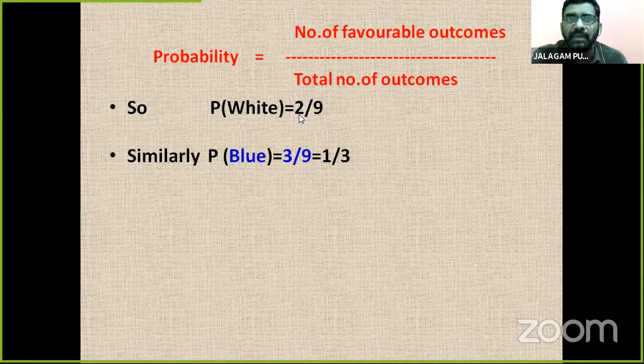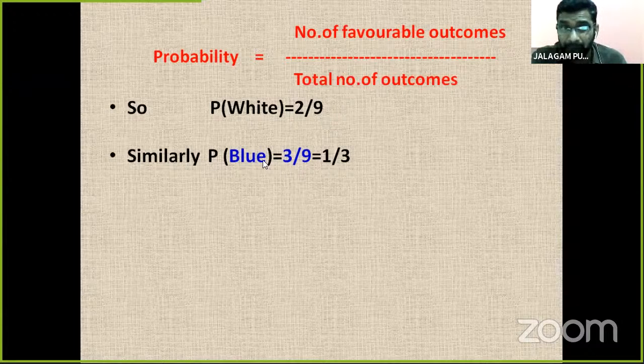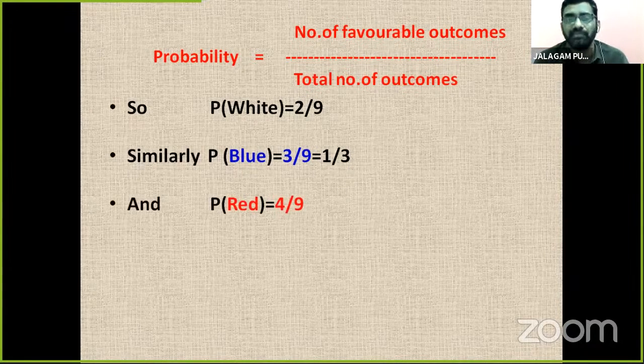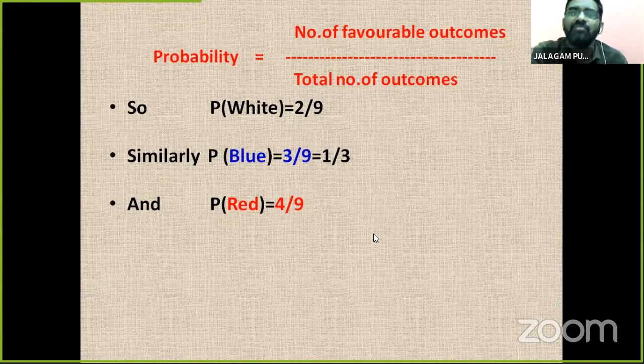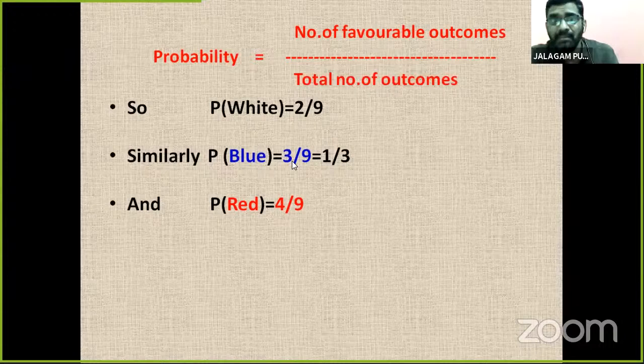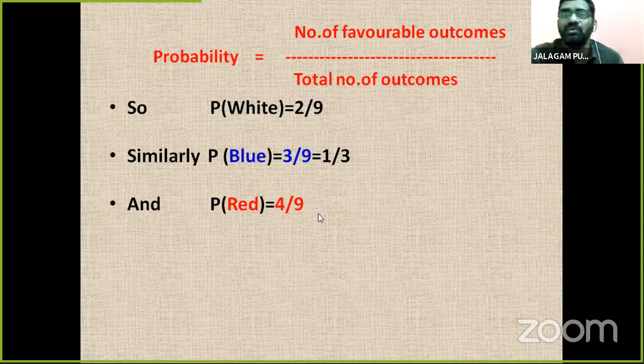Probability of white is equal to 2 by 9. Probability of blue is equal to 3 by 9, and the short form is 1 by 3. Now, to find the probability of red, P of red: how many are favorable to red? Yes, 4. Total how many? 9. So 4 by 9. Probability of white is 2 by 9, probability of blue is 3 by 9 or 1 by 3, probability of red is 4 by 9.